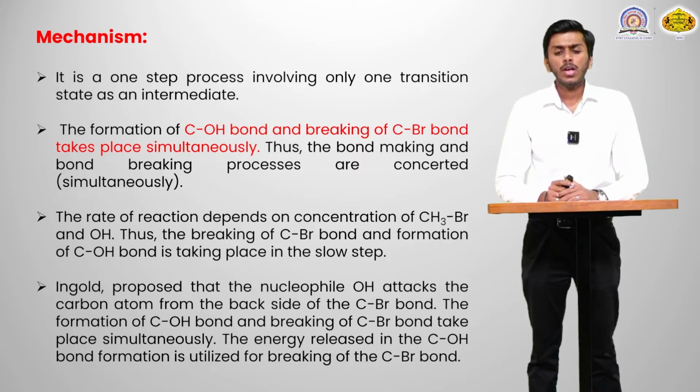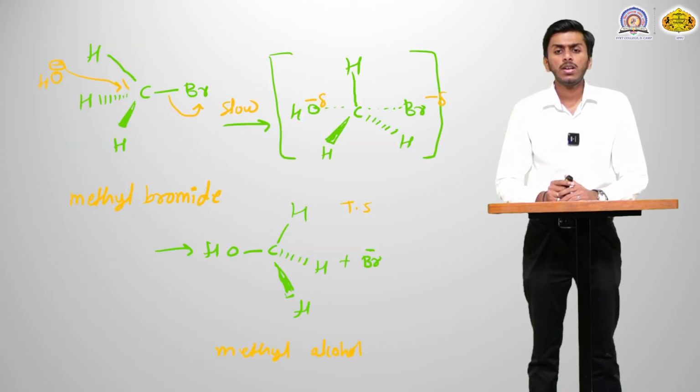Ingold proposed that the nucleophile OH- attacks the carbon atom from the back side of the C-Br bond. The formation of the C-OH bond and breaking of the C-Br bond takes place simultaneously. The energy released in the C-OH bond formation is utilized for the breaking of the C-Br bond. In this image we can see the mechanism of the SN2 reaction. The nucleophile approaches from the back side of the leaving group. This is the slow step, and we will get the inverted product, methyl alcohol, with Br- as a leaving group.